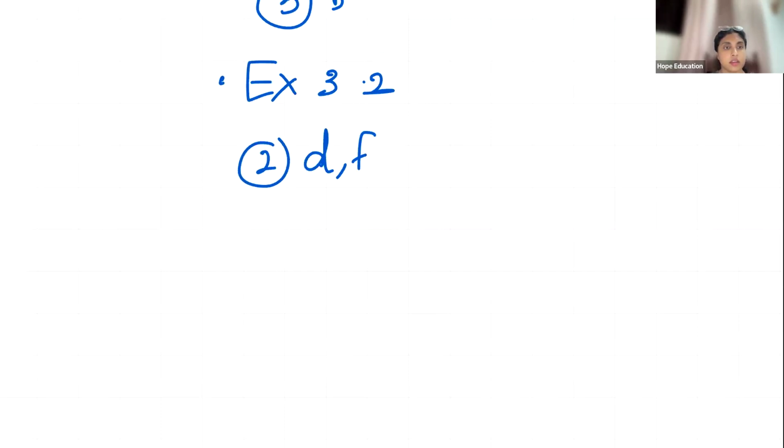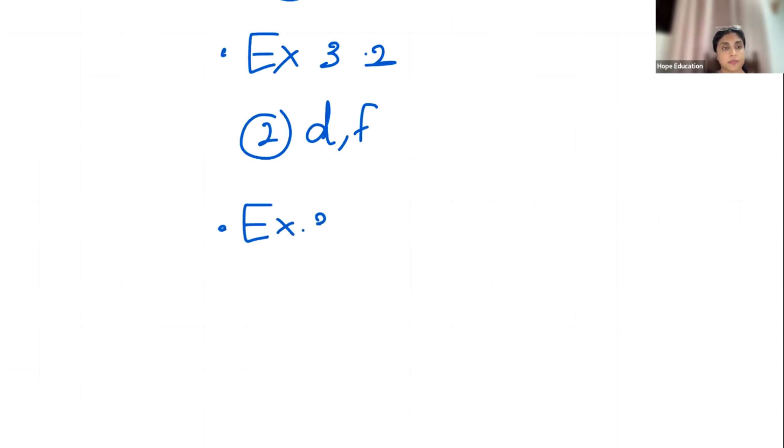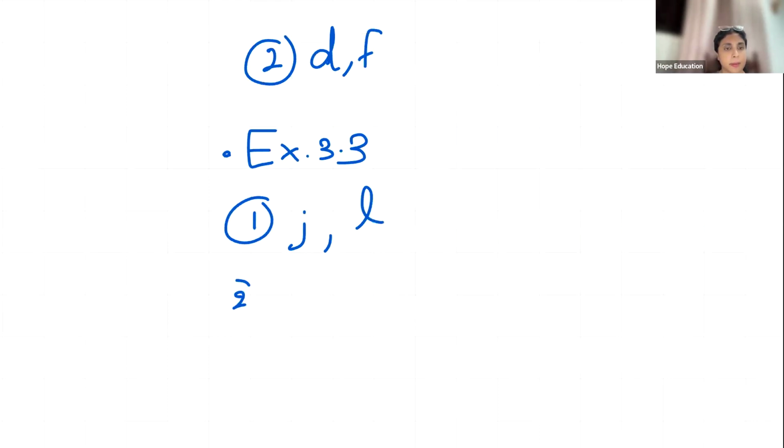Then exercise 3.3, first question J and L. Second question E and F. These are the homework, children.